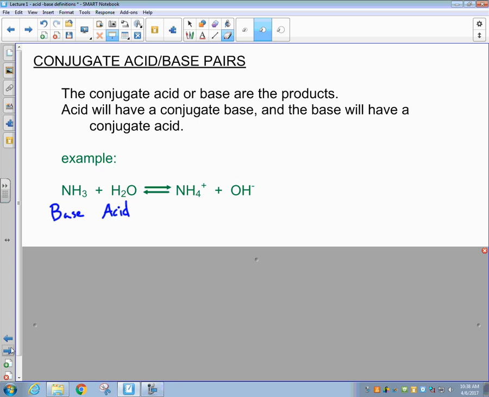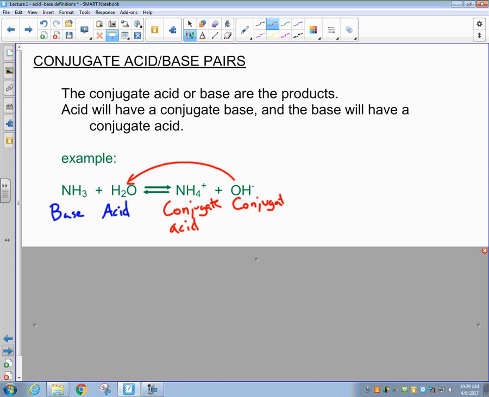Now, the conjugate acid-base pair show up on the product side, and those refer to the reverse rate of reaction. So if we look at the reaction in the reverse direction, now we are going from NH4 back to NH3 in the reverse reaction rate. The NH4 is losing the hydrogen, so we would define that as the conjugate acid. Likewise, the OH in the reverse direction is gaining a hydrogen, so we would define that as the conjugate base.